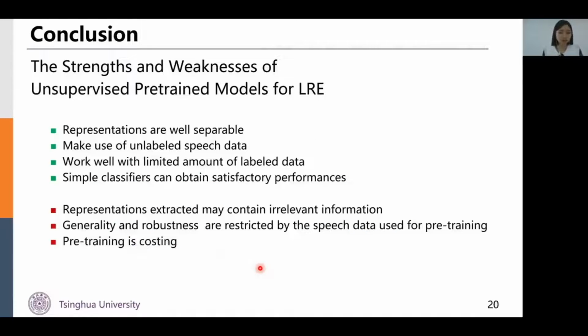Finally, there are some conclusions on the strengths and weaknesses. For the strengths, representations are well separable. We can make use of unlabeled speech data while working well with a limited amount of labeled data, and simple classifiers can obtain satisfactory performance as well. However, the extracted representations may contain irrelevant information. Generality and robustness are restricted by the speech data used for pretraining. Last but not least, pretraining is costly.